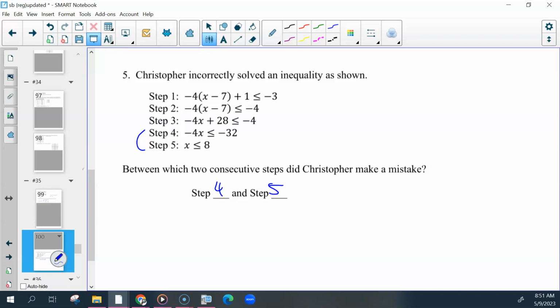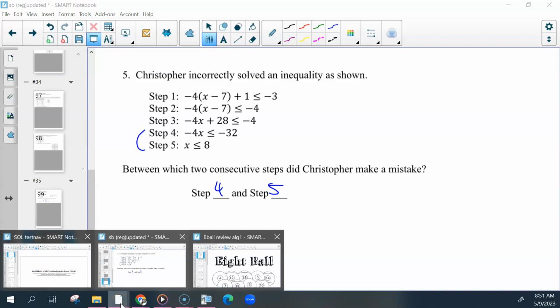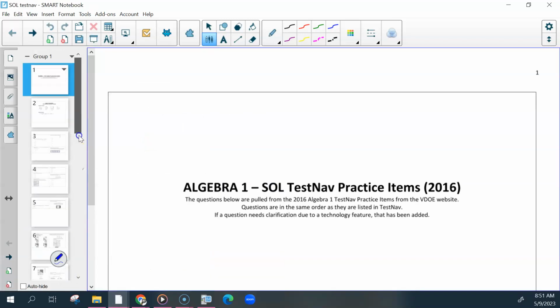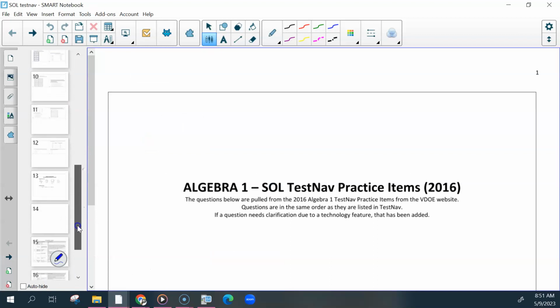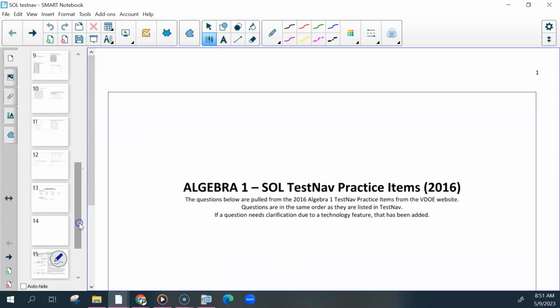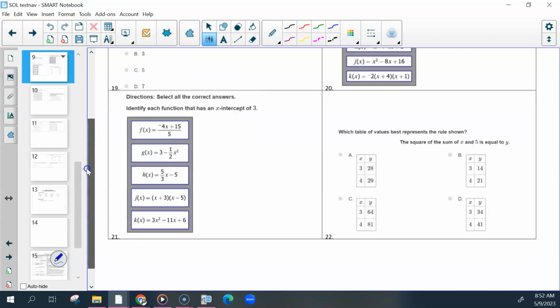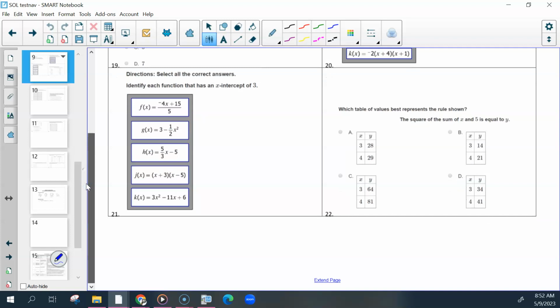We're going to go over the TestNav and then I'll explain what we're doing today. So we went through 1 through 21, now we're going to be at 22. I'll show you the tricks and answers for those. Anyone need another one of those?